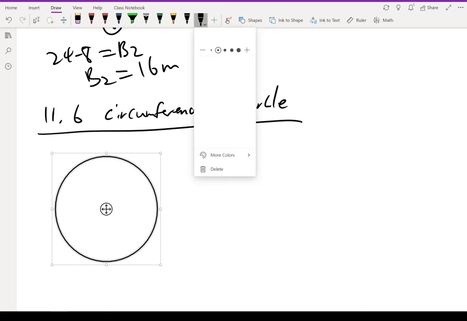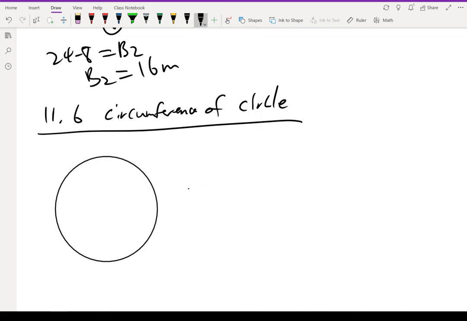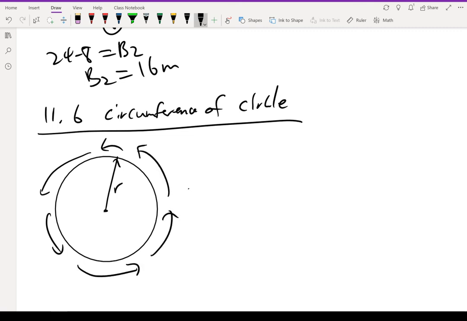and then I also have a radius, the circumference, which is the distance around the circle, is going to be C is equal to 2 times pi times the radius. Okay, or you can simplify this as 2 pi r.